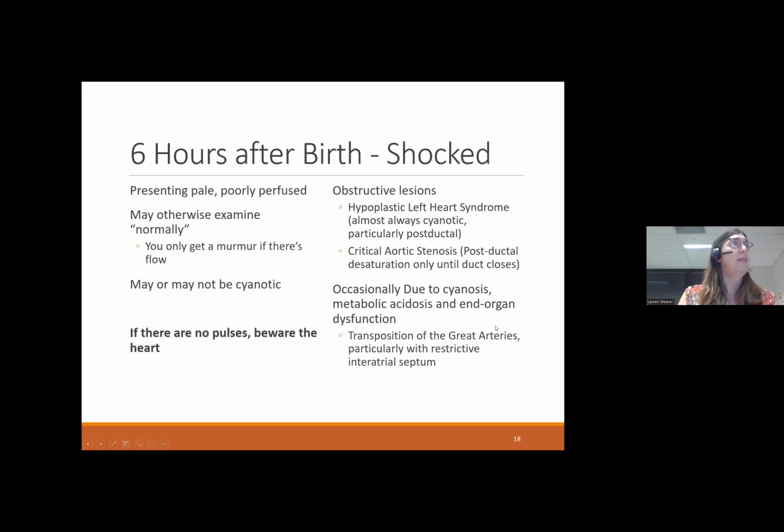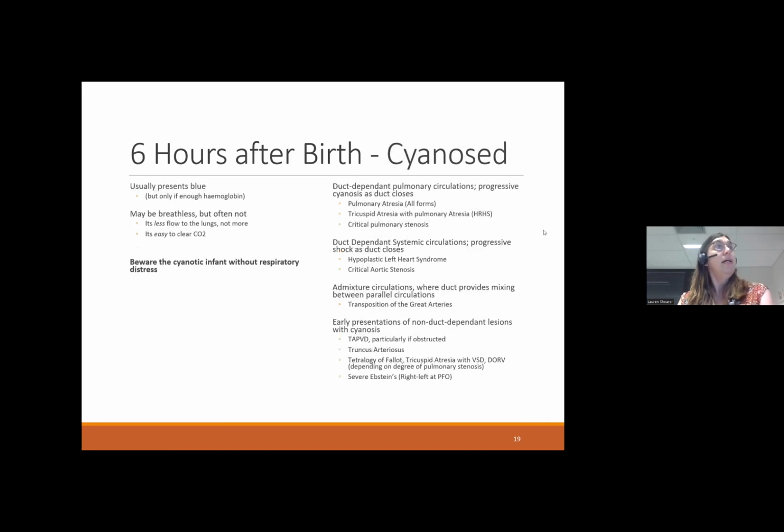If they're shocked, they may otherwise examine normally, but often they'll present pale and be poorly perfused. And so if there are no pulses, beware the heart. Again, we're talking about signs of life, but not being able to feel those peripheral pulses. If they are cyanosed, we're thinking about those duct-dependent and centrally mixing lesions.